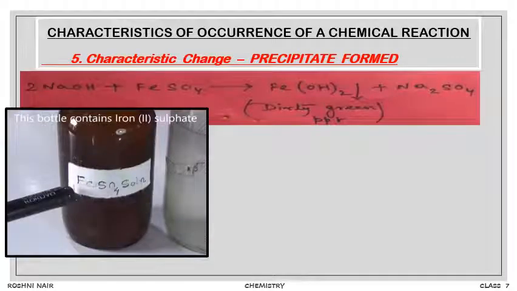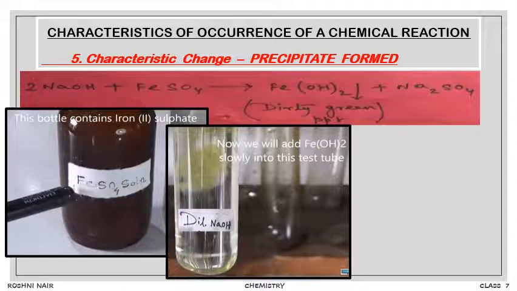This is FeSO4 solution, or iron sulfate solution. Right? This bottle contains iron sulfate solution, and we will take dilute NaOH, dilute sodium hydroxide, in the test tube. Now when we start adding iron sulfate into this dilute sodium hydroxide solution, you can see there is a color change.